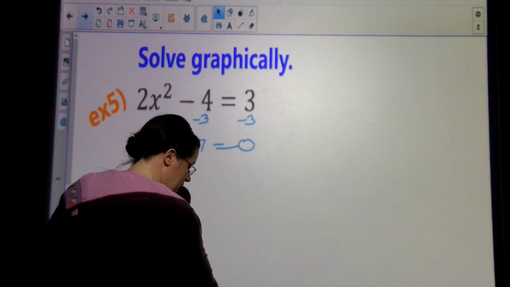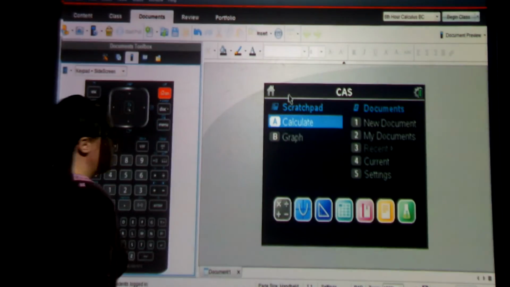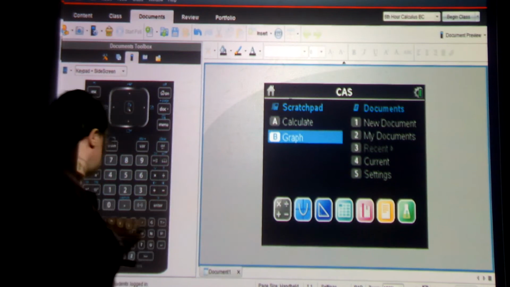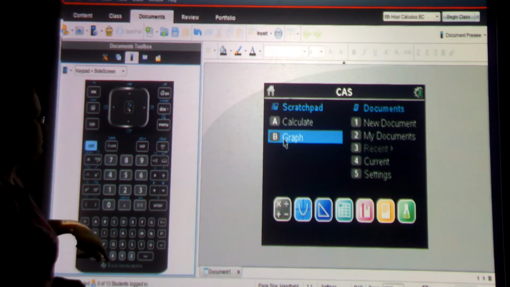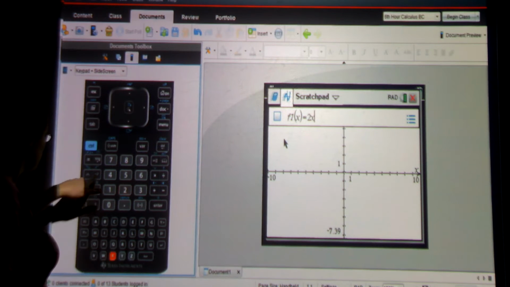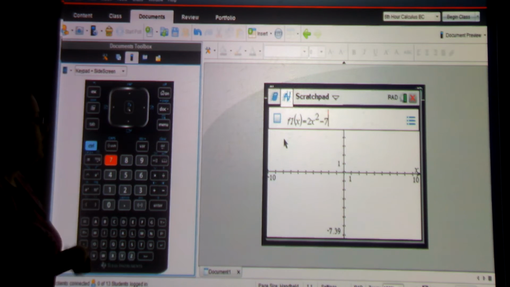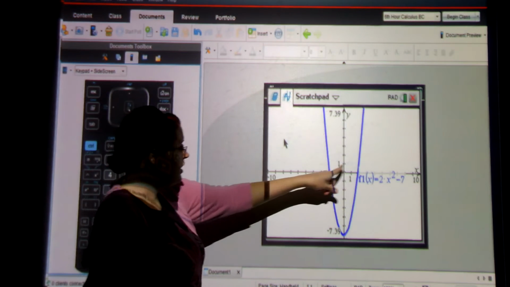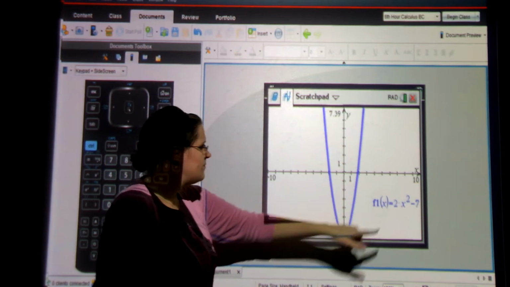Okay, so if you have an Inspire, pay attention. Go to your home screen. We're going to graph. It doesn't like me up here, so I'm going to have to use my computer. Type your function, 2x squared minus 7. We do not put the equals 0; it's implied here. Hit enter. You should see our parabola. They should always look like parabolas because they are quadratics. So I have two zeros, one here, one here. I'll move this aside.